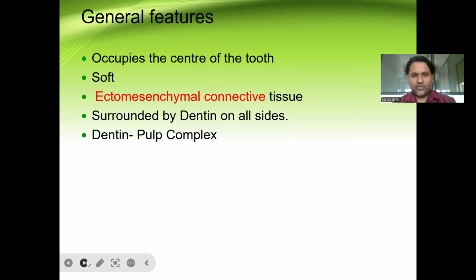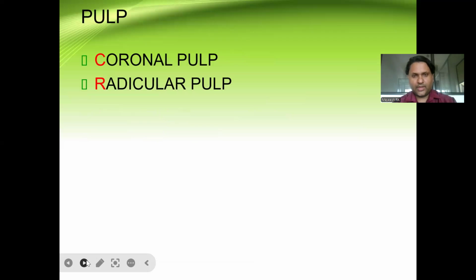If you look at the general features, the pulp occupies the center of the tooth. It is a soft ectomesenchymal connective tissue. It is surrounded by dentine on all the sides and is usually referred to as the dentine pulp complex. If you look at the pulp, it's broadly divided into the coronal pulp and the radicular pulp. The crown portion is referred to as the coronal pulp, and the root portion is referred to as radicular pulp.